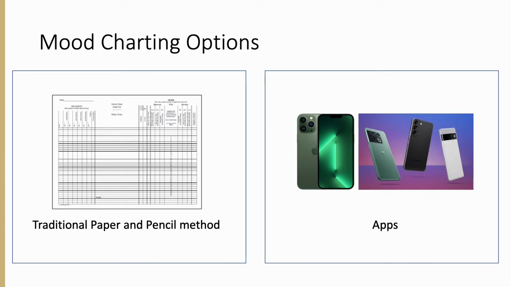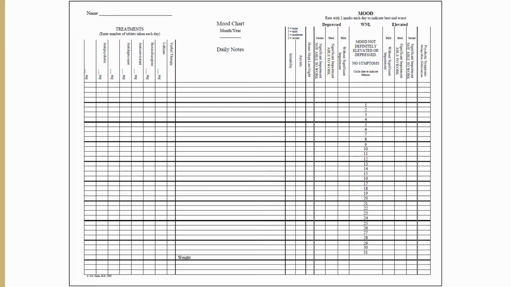Let's start by looking at the paper and pencil method, since this is what the electronic versions were essentially based on. This is the basic mood chart that was developed by Dr. Gary Sachs. Here we see the days of the month. We typically ask patients to think about their mood, usually at the end of the day, and place a mark as to how elevated their mood was that day, ranging from mild, moderate to severe, or how depressed their mood was. If their mood felt normal, we ask them to place a mark in the middle section.